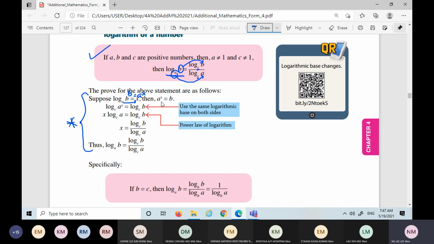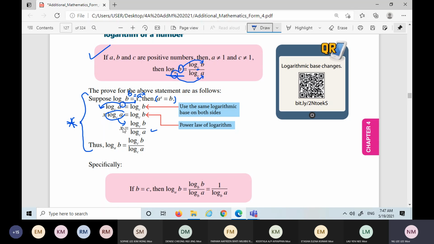Next, from here itself, you log both sides, but now using log C, C as a base. So log C A to the power x equals log C B. This is the next step. Next, the x here bring down, the application of the power law. Next, the x stays here because this is times. This term moves to the right hand side and becomes divide. So this is what you get.